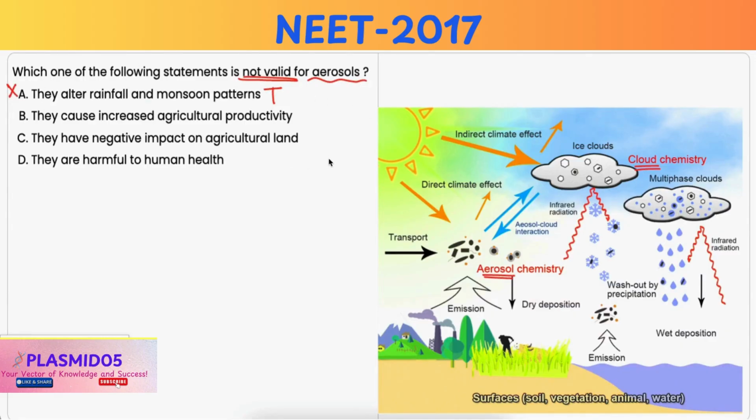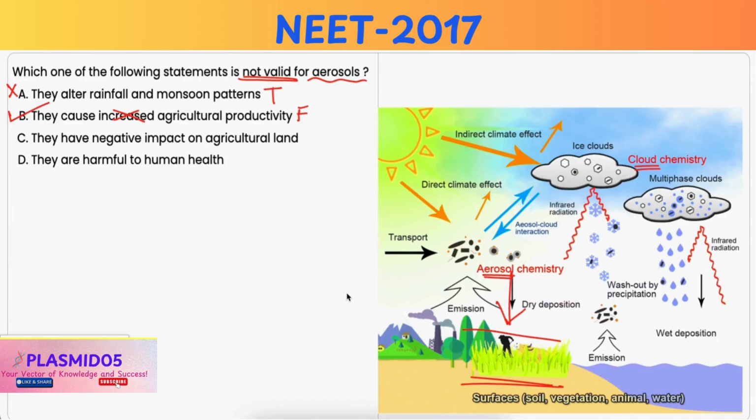Option B, they cause increased agricultural productivity. Now, this is wrong regarding aerosols because aerosols have a negative impact on agricultural productivity, because the global sunlight is diminished, and the deposition of harmful pollutants on the crops further reduces the agricultural productivity. Hence, it is the correct option.